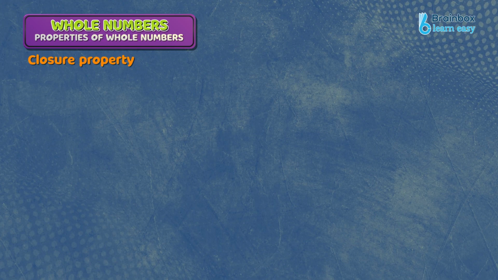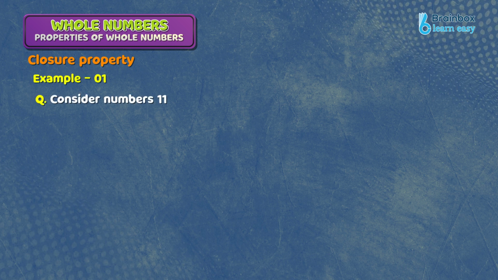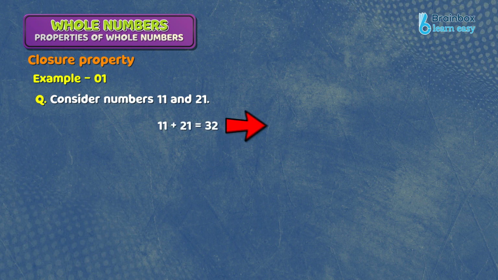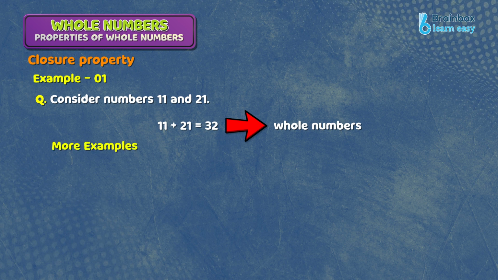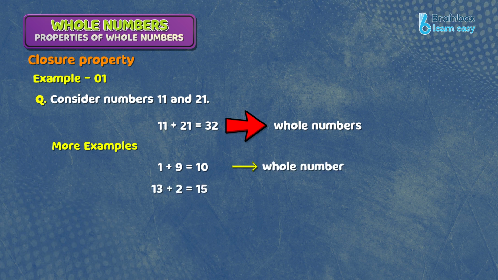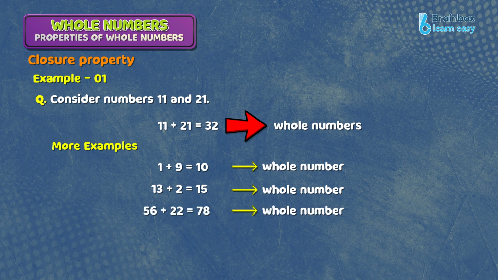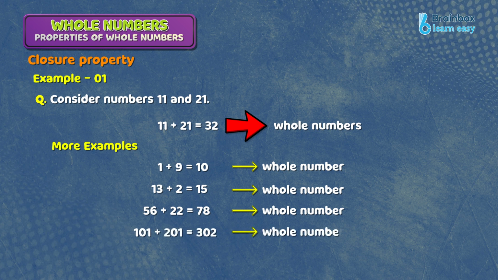Closure property. Consider any two whole numbers, for example, 11 and 21. When we add these two numbers, we get 32, which is also a whole number. Some more examples. 1 plus 9 is equal to 10, a whole number. 13 plus 2 is 15, a whole number. 56 plus 22 is equal to 78, a whole number. 101 plus 201 is equal to 302, a whole number again.